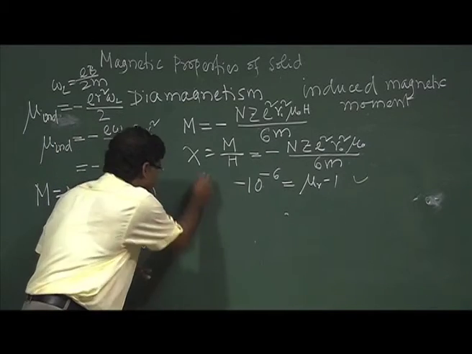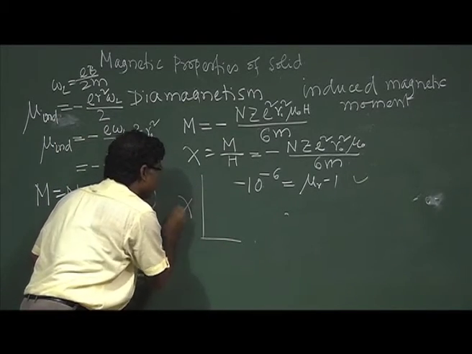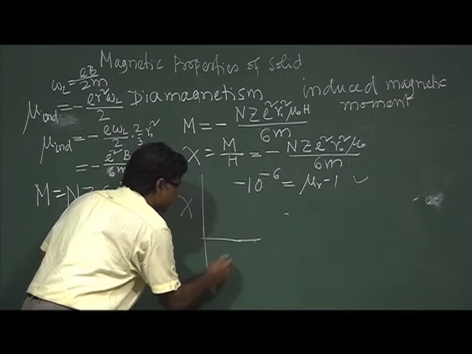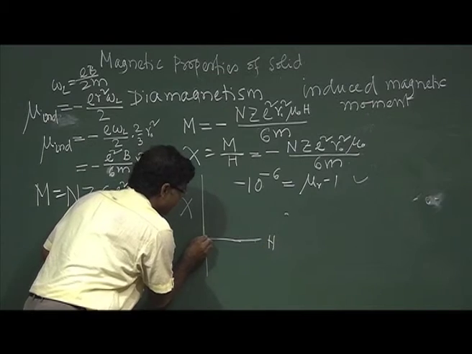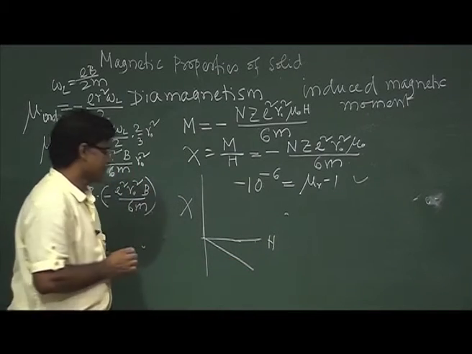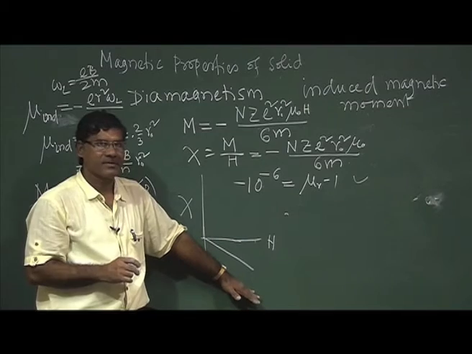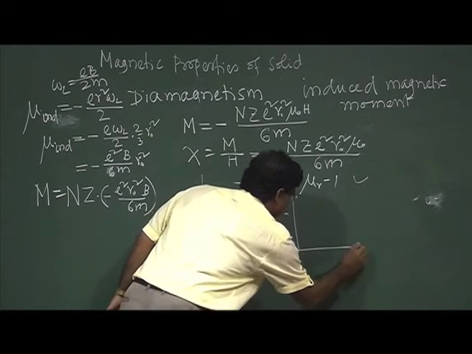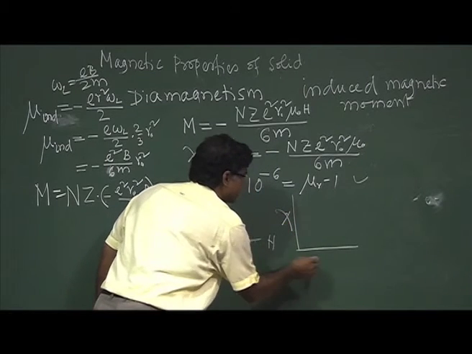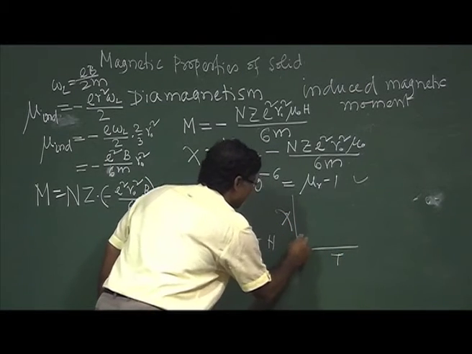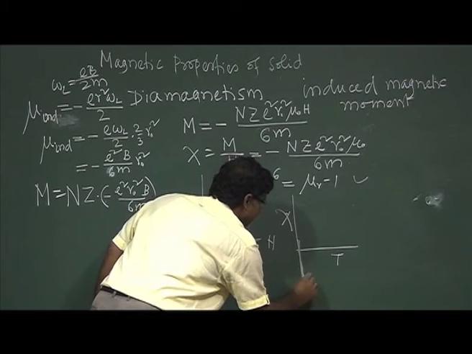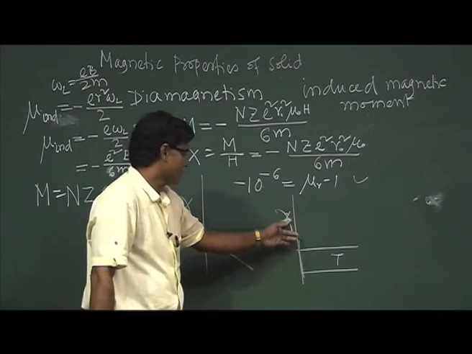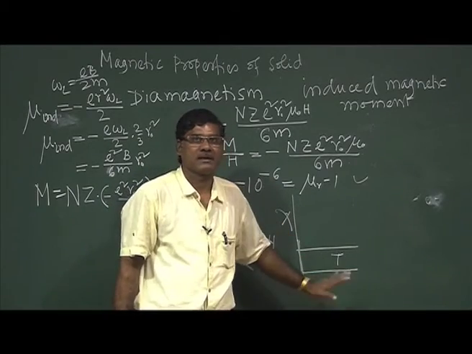Okay. If you draw chi as a function of H, you will see this kind of variation towards negative. And if you draw chi as a function of temperature, then you will see a constant value. Chi is a constant value, but it is negative.